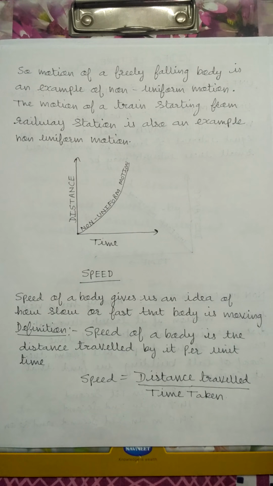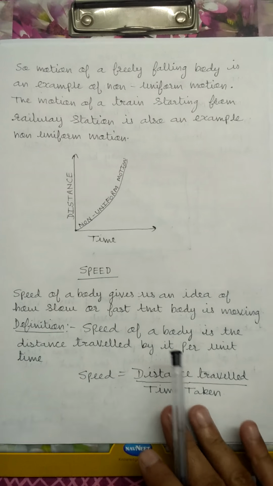Now the next topic is speed. The speed of a body gives us an idea of how fast or how slow a body is moving. If the speed of a body is more, then it is moving fast. If the speed of the body is less, it is moving slow, and so on. Now in terms of definition, we can say the speed of a body is the distance traveled by it per unit time. So speed is equal to distance traveled upon time taken. You already know this formula.